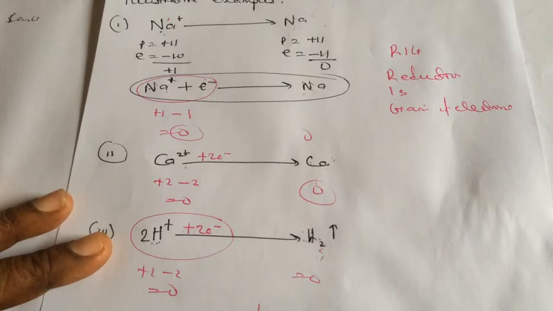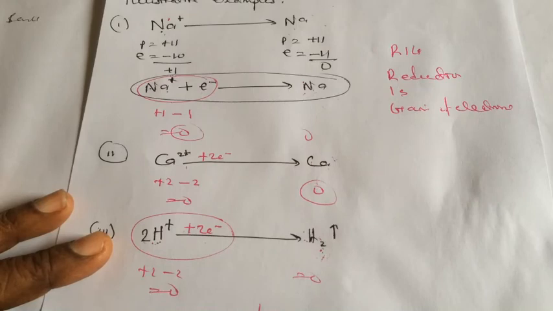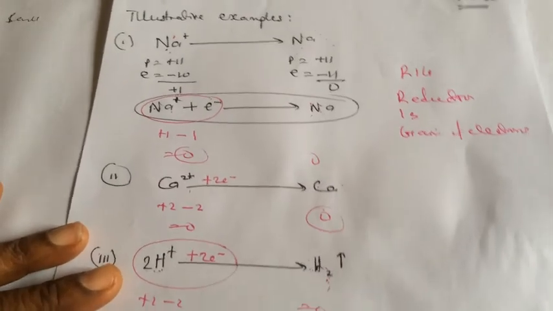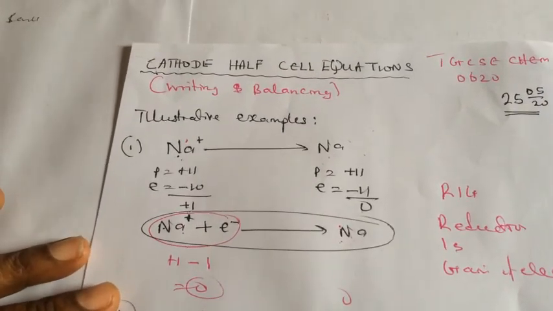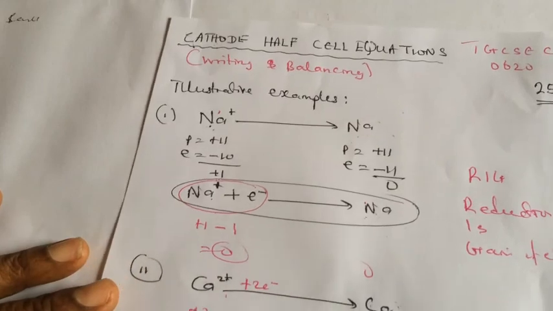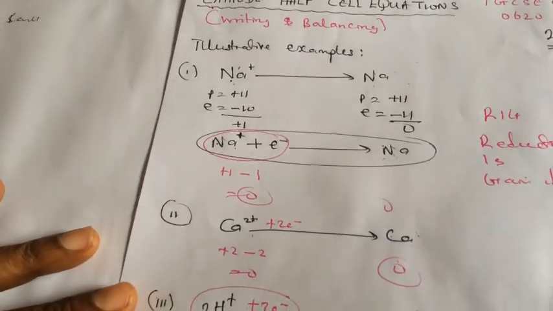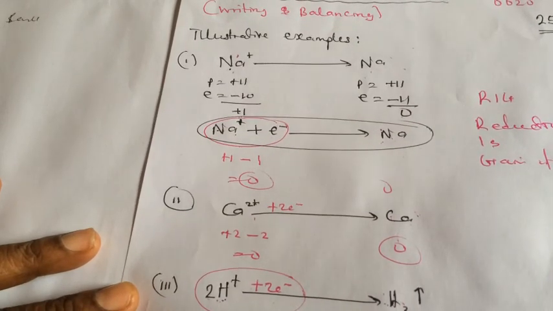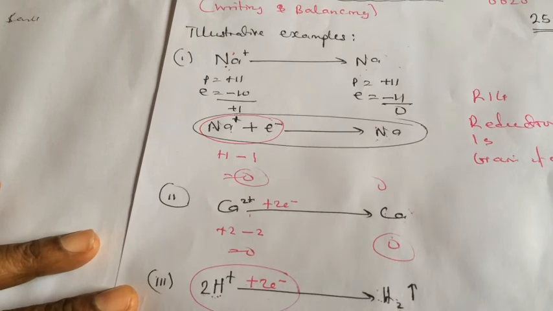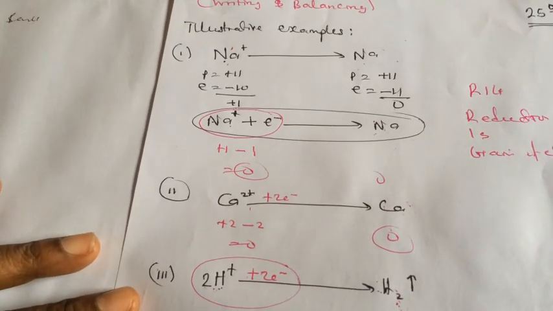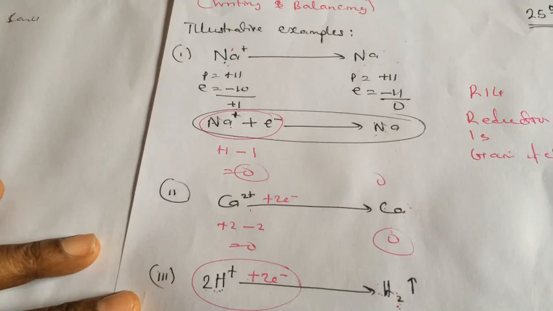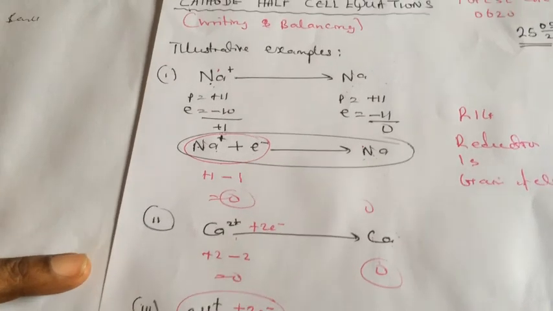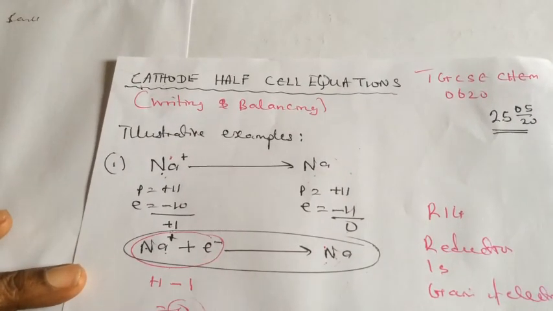This will help you to understand cation discharge at the cathode. So these are the cathode equations for some cations. You can practice the others, like aluminum ion, iron 2 ion, and iron 3 ion. I wish you all the best, and after knowing this, you should also learn how to write and balance anode half-cell equations.